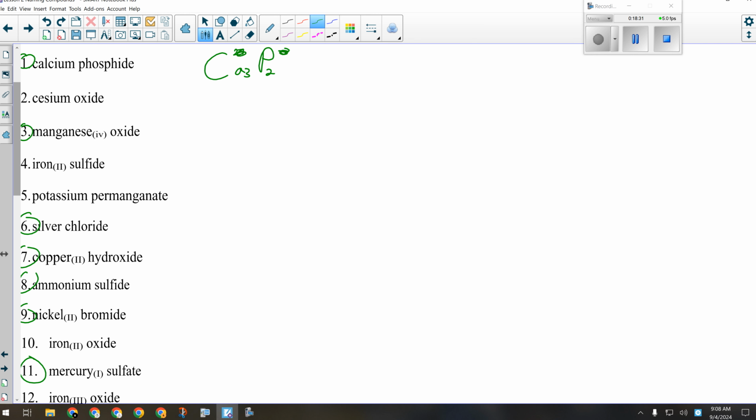For number 3, I've got manganese 4 oxide. This one's got a Roman numeral. I only see those in what kind of compound? Ionic. So manganese is Mn, and the Roman numeral tells me to use the 4 plus charge in the drop and swap, and it is with oxygen, which is a -2. Now when I drop and swap those, I get 2 and 4. What am I going to do with 2 and 4? Reduce them, right. It's got to go down to 1 and 2, and we don't write ones, so MnO2.